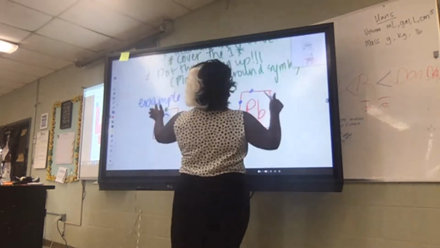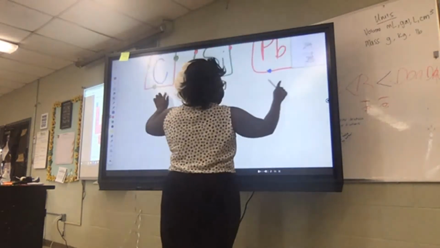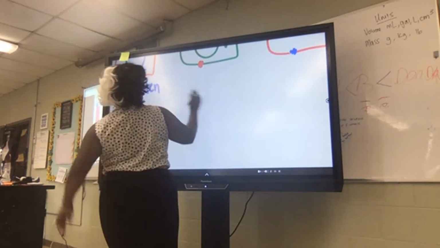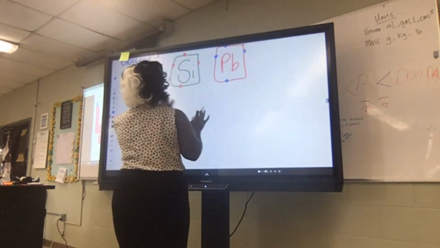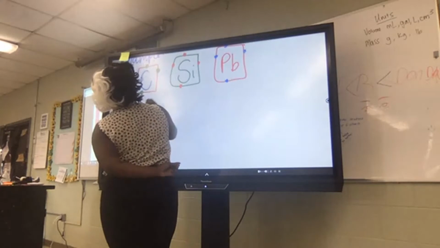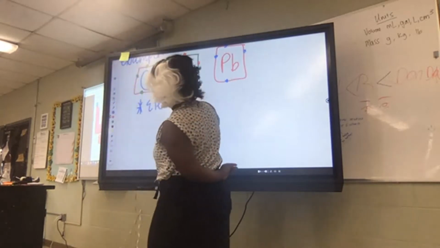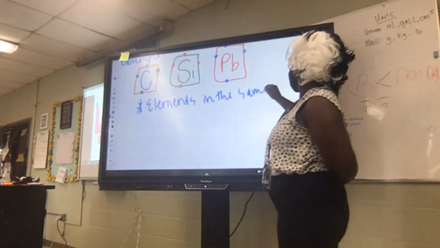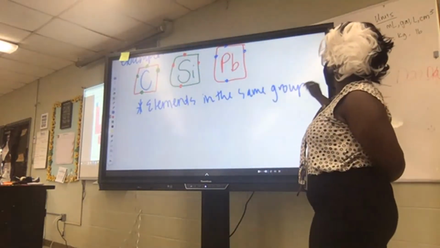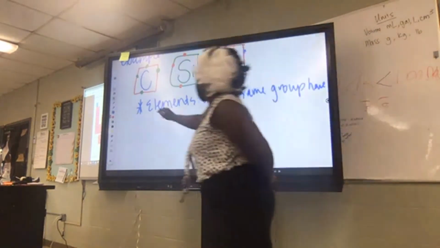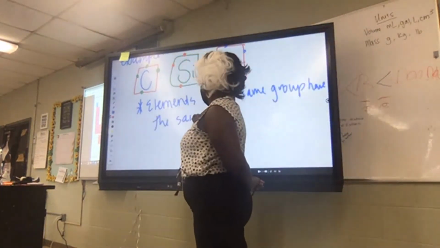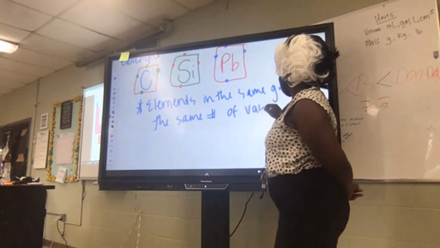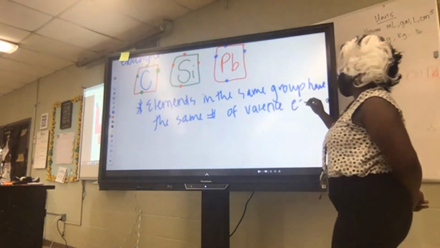So a summarizing thought would be this. Elements in the same group have the same number of valence electrons.